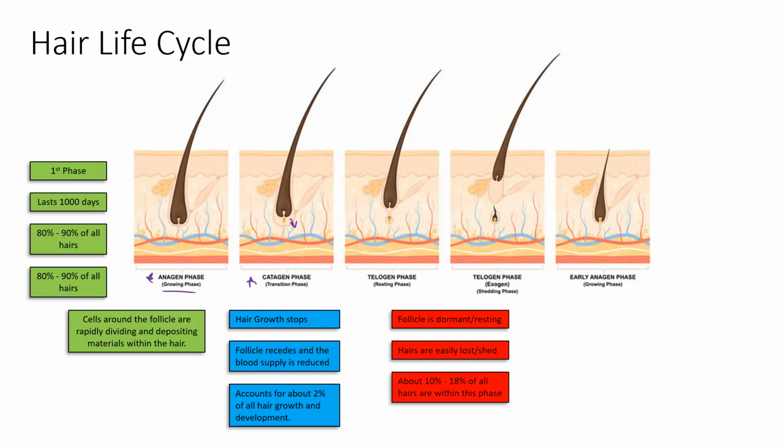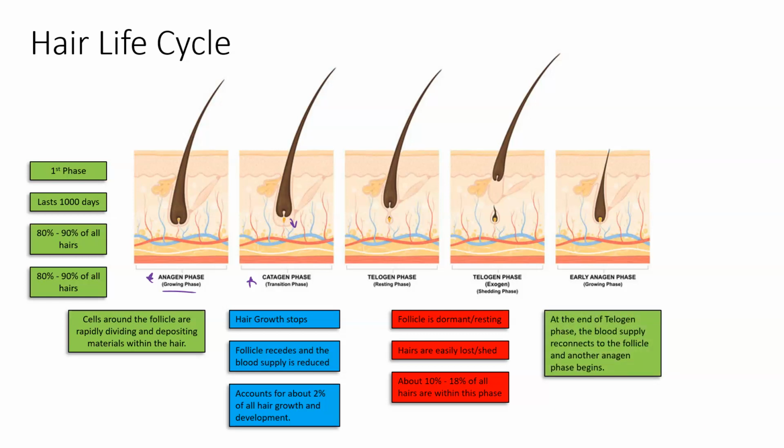This is about 10 to 18% of all hairs on your head or on your body, for instance, within this phase, and so it makes it easy when you're looking at the sheer number of hairs on a dog or a cat, for instance, that 10 to 18% of the hairs is quite a few hairs, which is why they shed and why they deposit hair in your house.